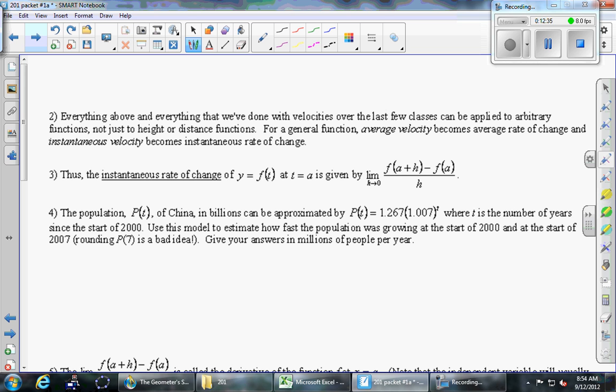Okay, next page. Number 2, I think we're up to Joe. For a general function, average velocity, change in instantaneous velocity, instantaneous rate. Okay, we'll go to 3. You are Andy. No, you are Chris.